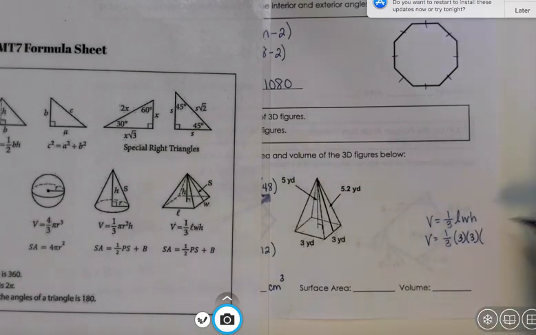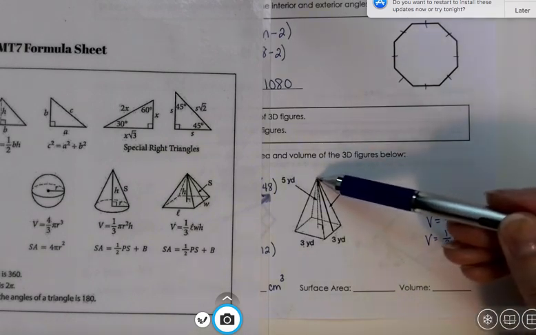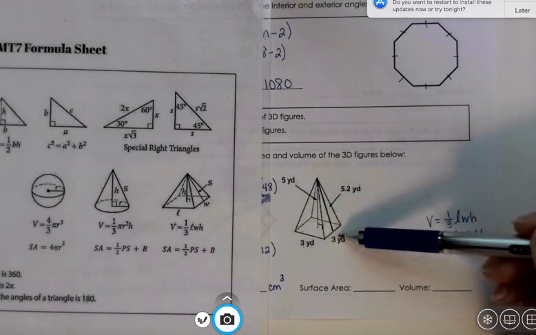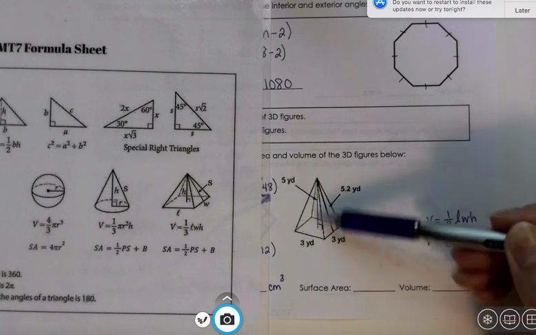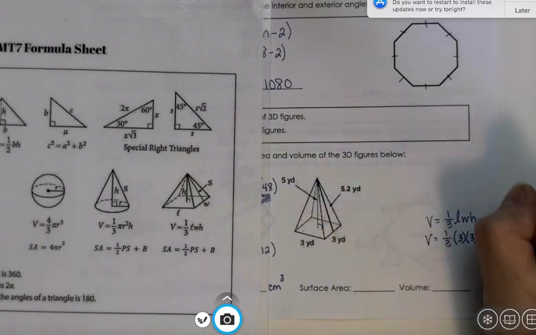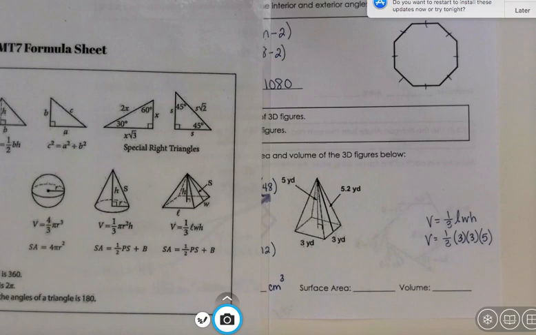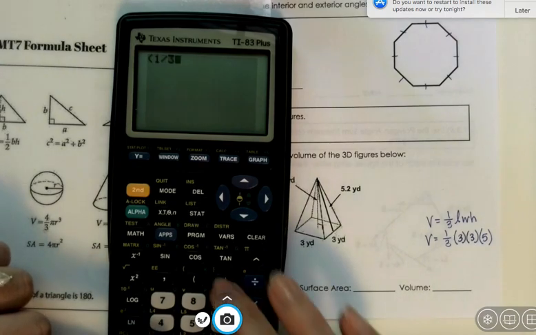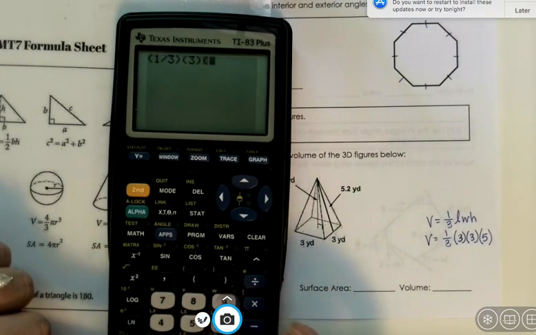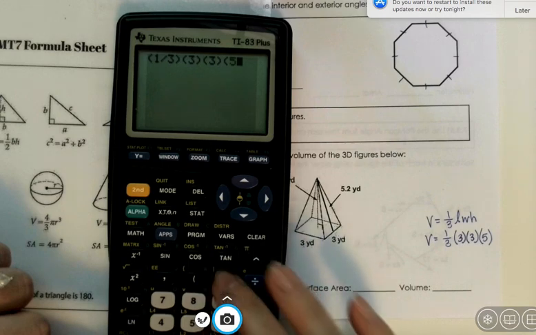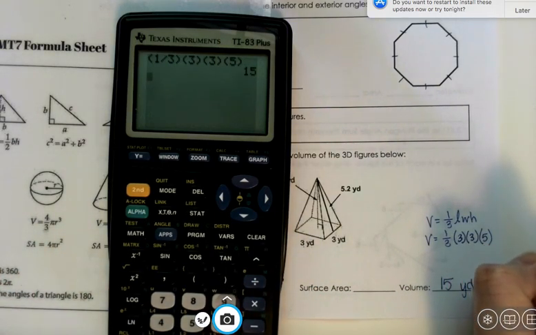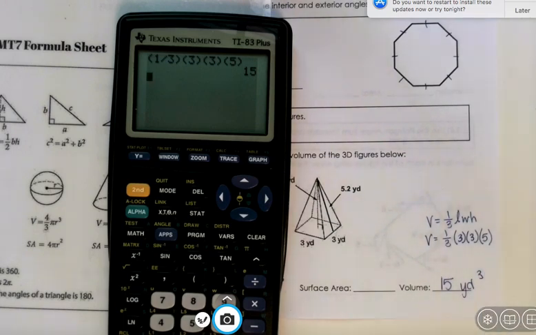and my height has to be from the peak and it has to be to the center of my base. I don't want my slant height, that's different. So my height for this ends up being 5. So I have 1/3 times 3 times 3 times 5. So in my calculator, I want to do my 1/3 inside parentheses, and then my 3, 3, and 5. So I get a volume of 15 yards cubed.